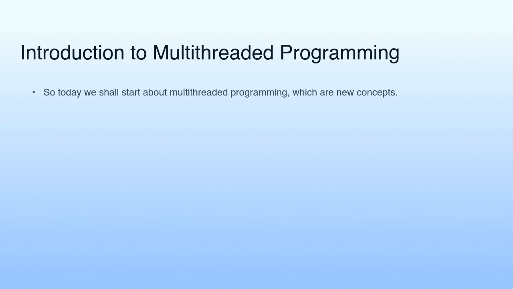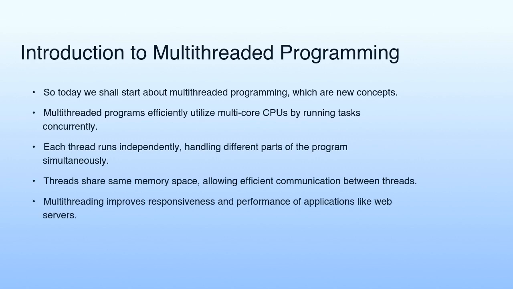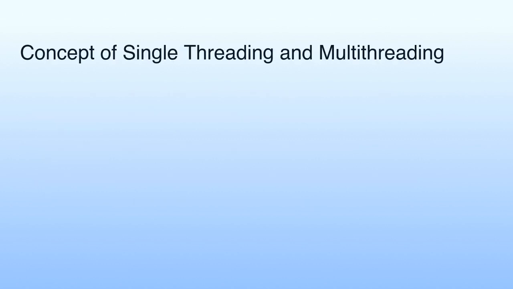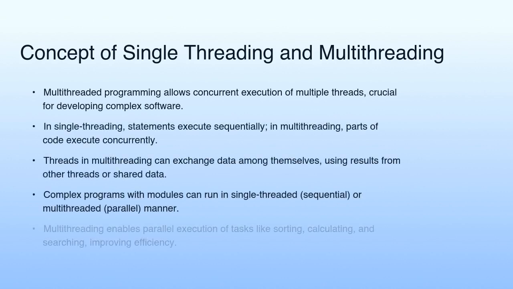Multithreaded programming is a powerful technique that allows efficient utilization of multi-core CPUs by running tasks concurrently, with each thread handling different parts of the program simultaneously. Unlike single-threaded execution where statements run sequentially, multi-threaded programs can execute code in parallel, with threads sharing the same memory space for efficient communication and data exchange.